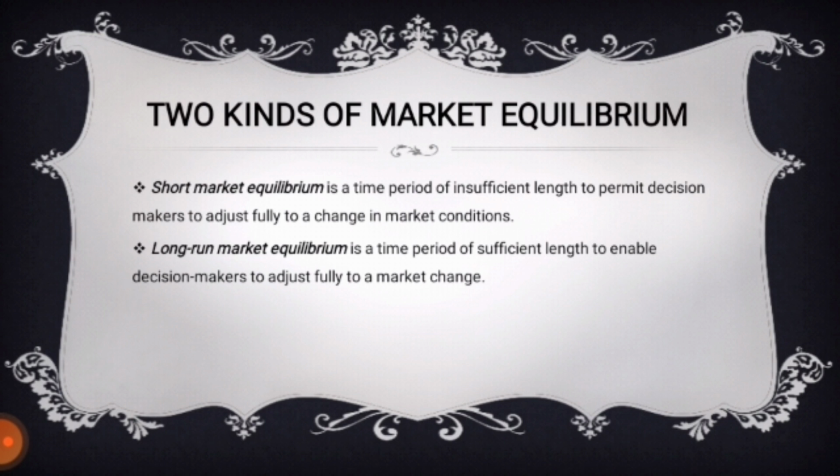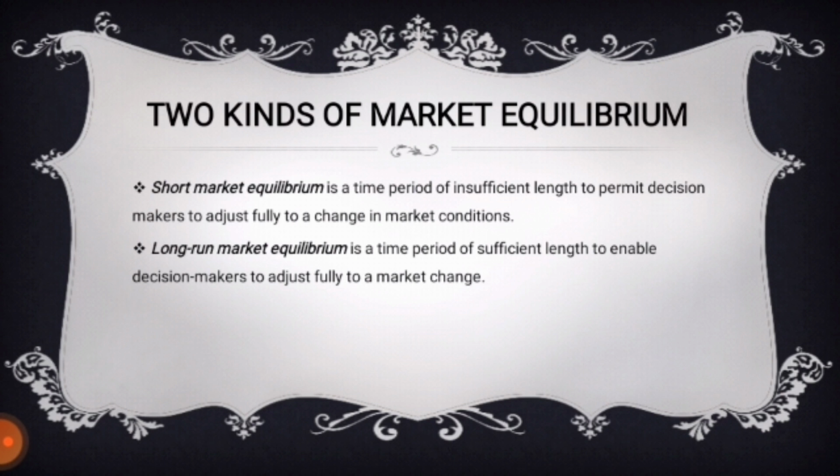There are two kinds of market equilibrium: short-run market equilibrium and long-run market equilibrium. The first is short-run market equilibrium. It is a time period of insufficient length to permit decision makers to adjust fully to a change in the market condition. For example, in the short run, producers will have time to increase the output by using more labor and raw materials, but they will not have time to expand the size of their plants or to install additional heavy equipment.